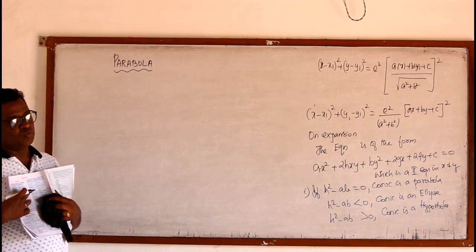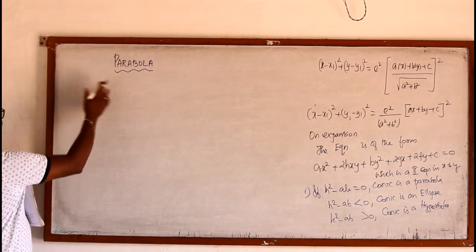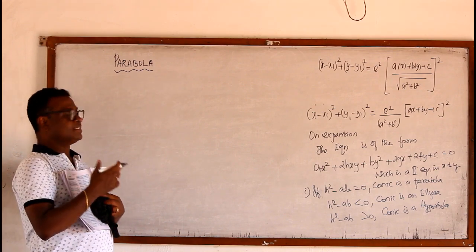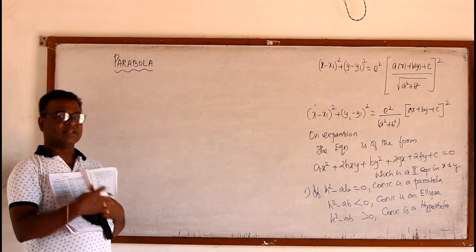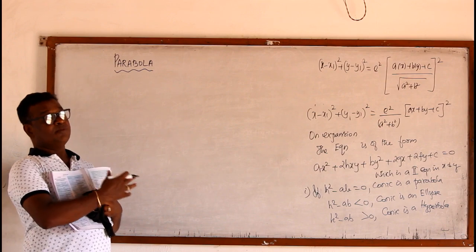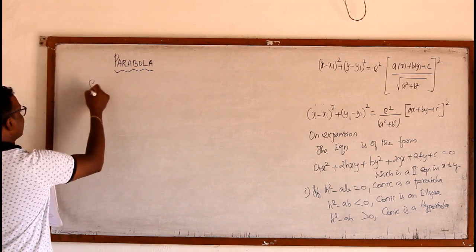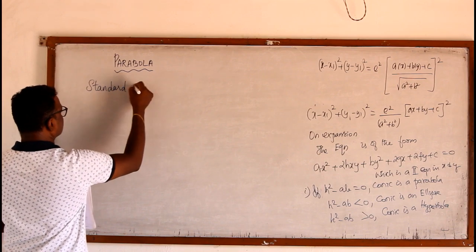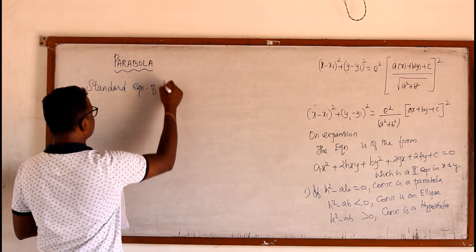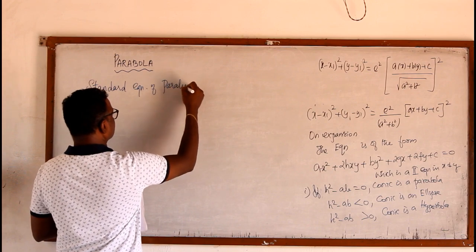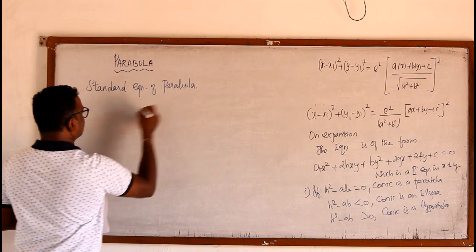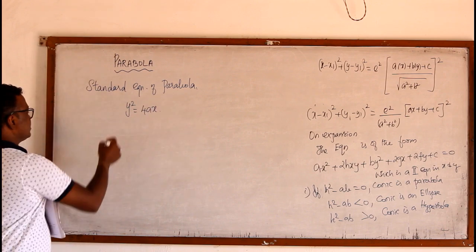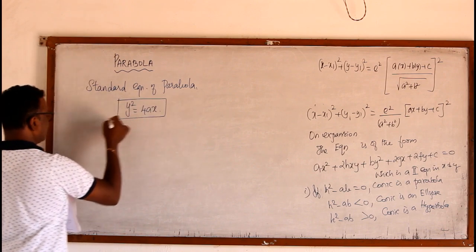Now we shall study only parabola. Let me introduce parabola in this way: I will introduce the standard equation and its nature, then we shall study all about parabola. The standard equation of a parabola is y square equal to 4x. This is the standard equation of a parabola.